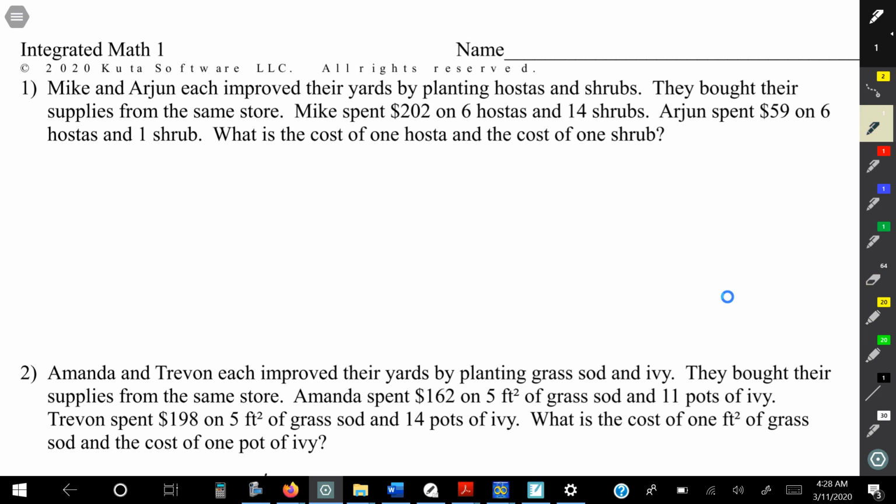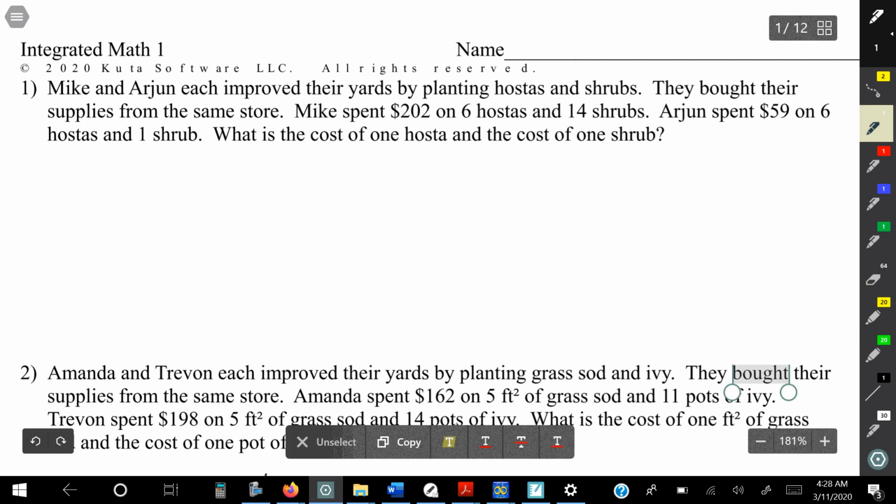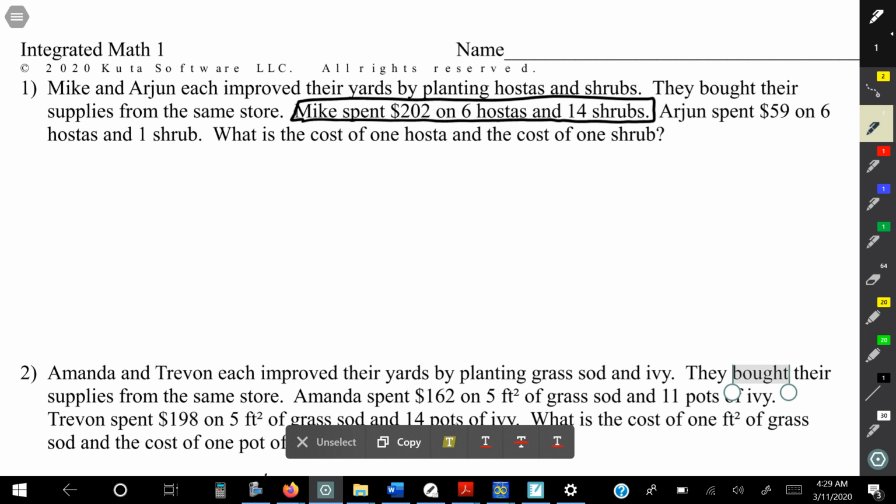So what you have is a system of equations. So you have 2 equations, and I'm going to underline or box in both equations here. The first equation here is Mike spent $202 on 6 hostas and 14 shrubs. Arjan spent $59 on 6 hostas and 1 shrub. And we're going to set up each one of those equations and then solve.